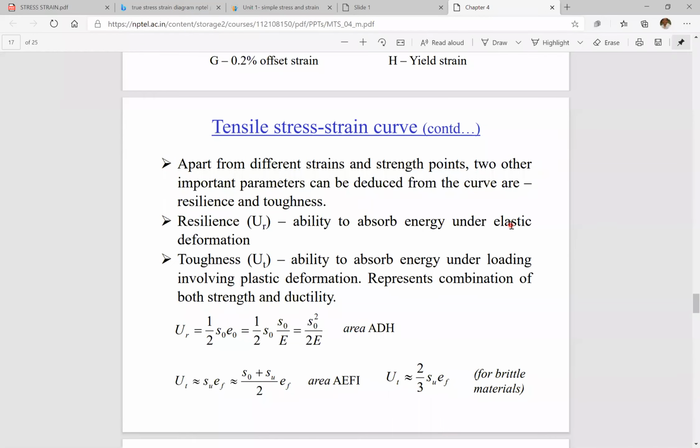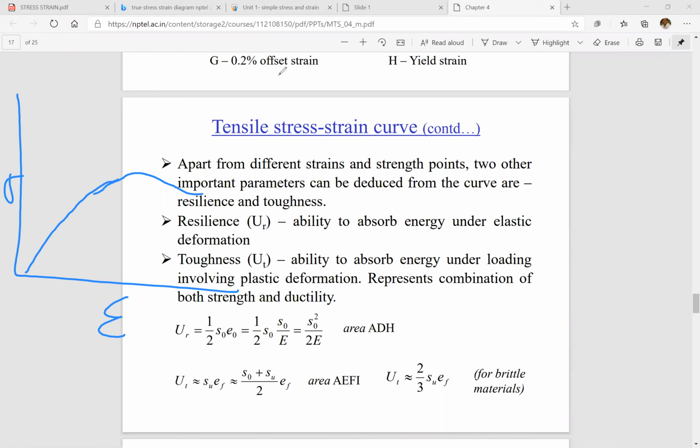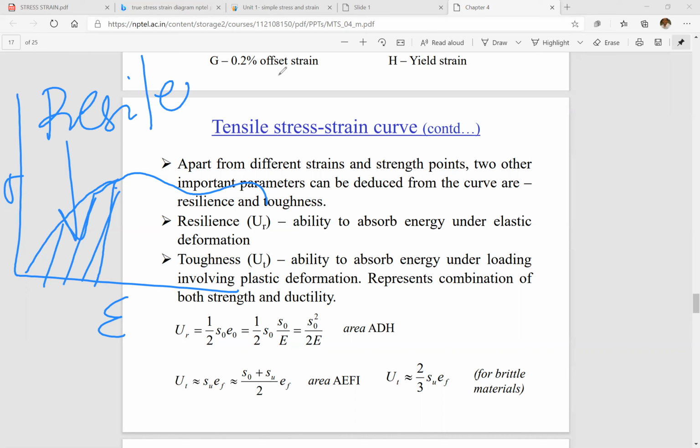So I'll show you here. If this is the stress-strain diagram, with sigma and epsilon, and this is the elastic limit point, the area under the curve up to it is the ability to absorb energy under elastic deformation. So the energy under this elastic limit point is called resilience.